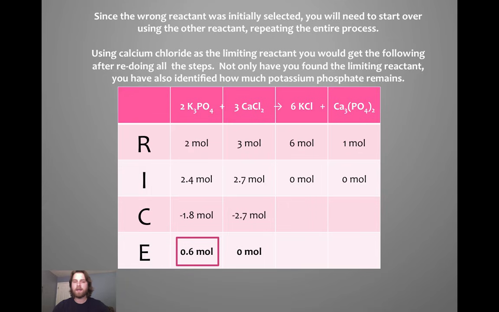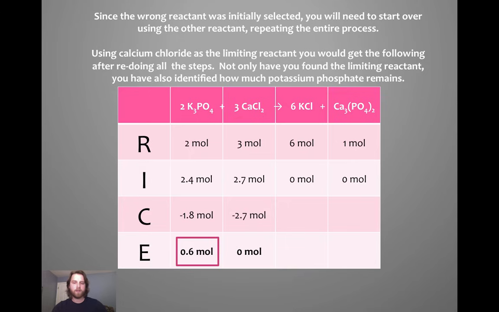Now, since calcium chloride and potassium phosphate react in a 3 to 2 ratio, we have to convert that 2.7 moles into a 3 to 2 ratio to see how many moles of potassium phosphate we used. You just multiply 2.7 times 2 over 3, and you end up getting 1.8. So we used 1.8 moles of potassium phosphate, and that leaves us with 0.6 moles. Great. One of them's all used up, and one of them has some excess remaining.